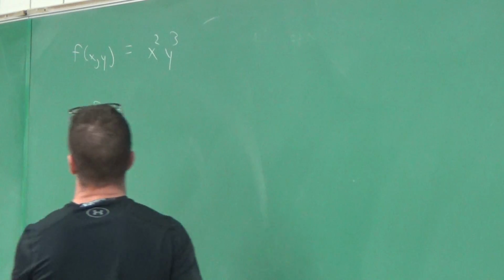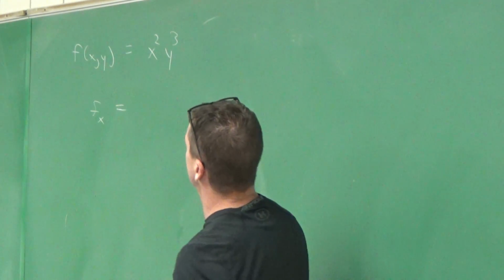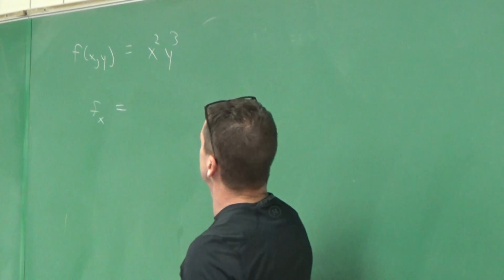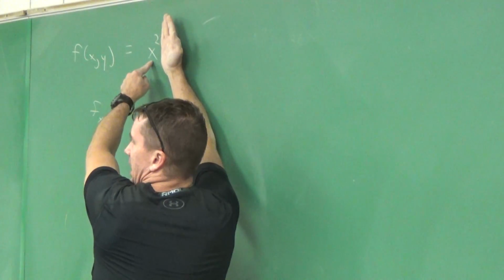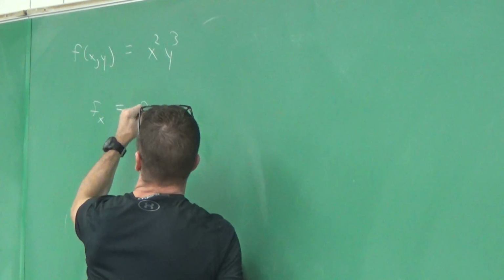What will be fx for this problem? What will be the partial of f with respect to x? 2xy cubed. So you said this would become 2x, but they held the constant right next to it, multiplied like it was a 5, and they got 2xy cubed.